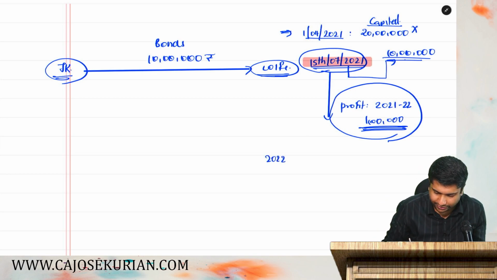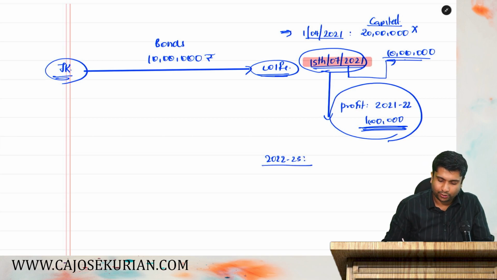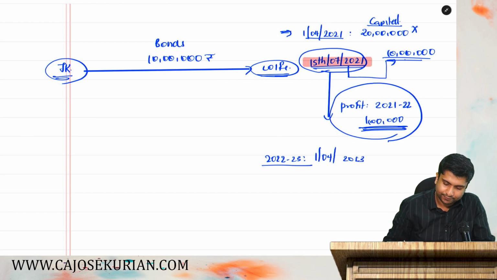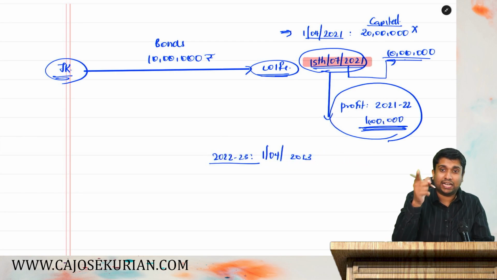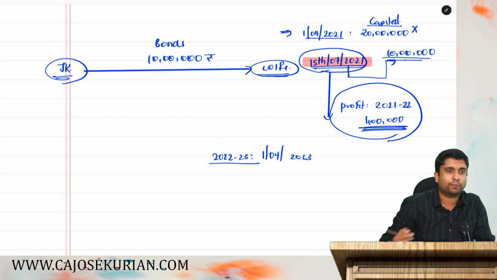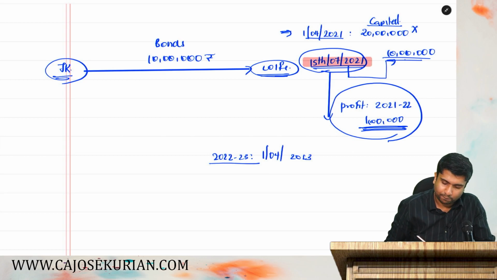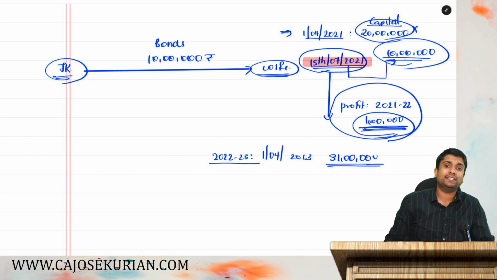Say 2022-23. How much will be the opening capital? You tell me. On 1st April 2023, how much will be the opening capital? 31 lakh, because that 1 lakh profit is there. It has to be treated as capital again, otherwise you have to withdraw that profit. Yes or no? So in the next year, the capital will be 31 lakhs. How did it become 31? 20 lakhs opening, 10 lakhs transferred in between, 1 lakh profit. Everything added together, she reinvested everything, and her capital is 31 lakh.